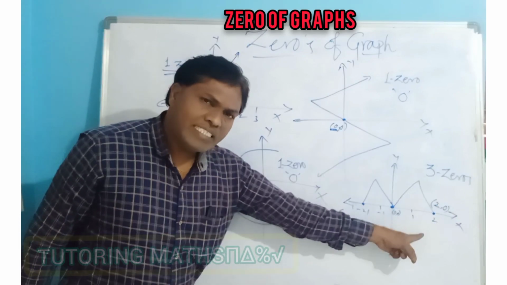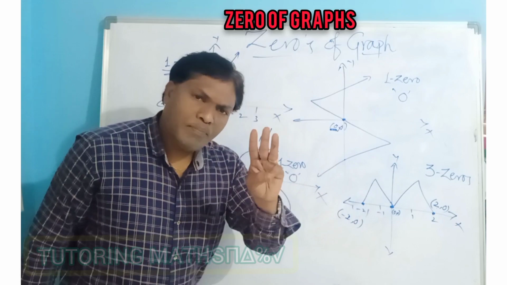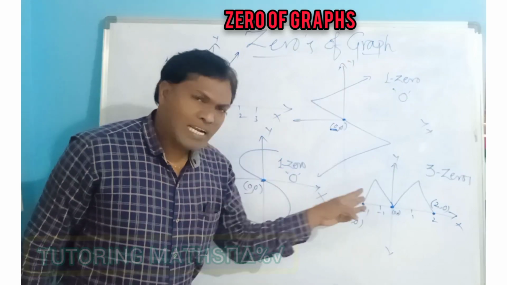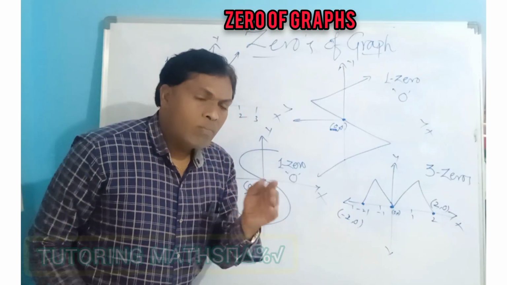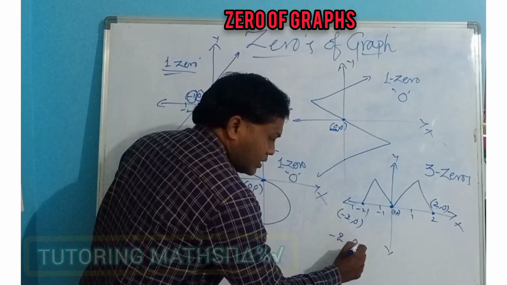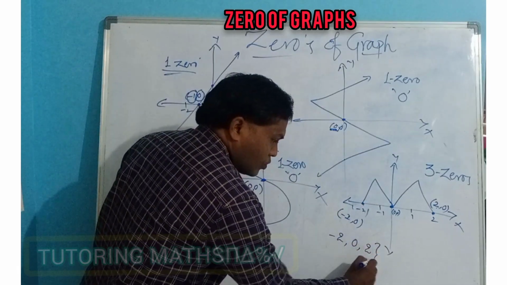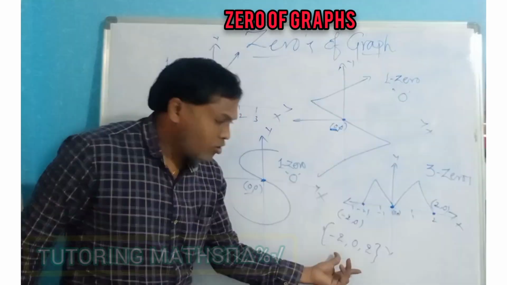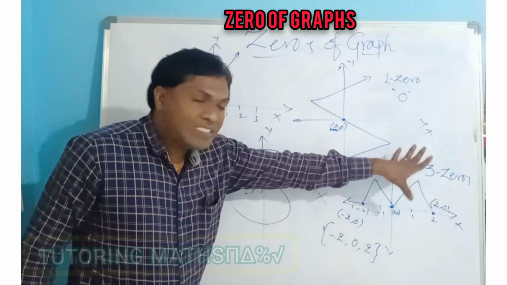This graph is intersecting the x-axis at 3 places. So therefore this graph is having 3 zeros. But what are the values? Minus 2, 0 and 2. So these are the 3 zeros of this graph.